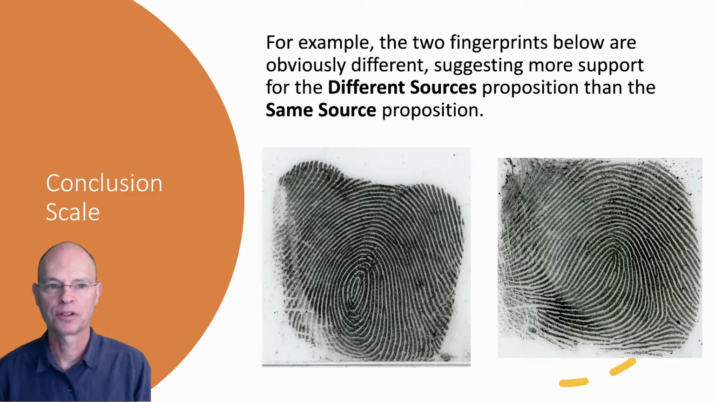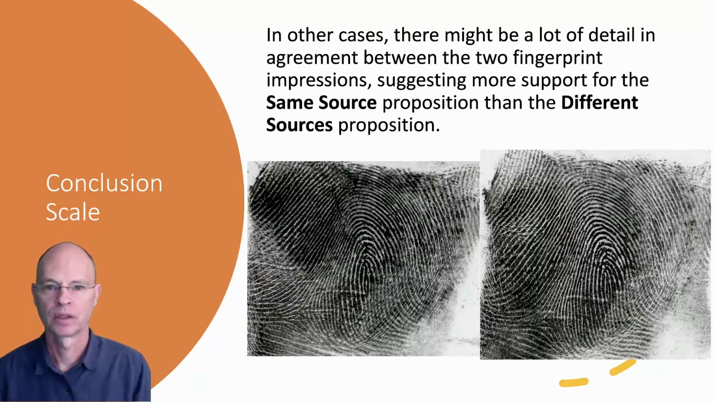For example, the two fingerprints below are obviously different, suggesting more support for the different sources proposition than the same source proposition. The one on the left is a whorl, the one on the right is a left loop. In other cases, there might be a lot of detail and agreement between the two fingerprint impressions, suggesting more support for the same source proposition than the different sources proposition, as shown with these images here.